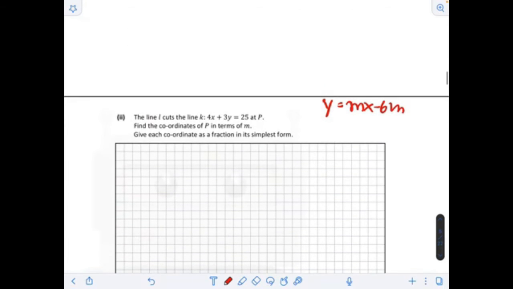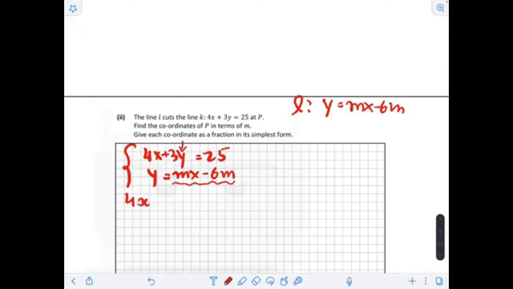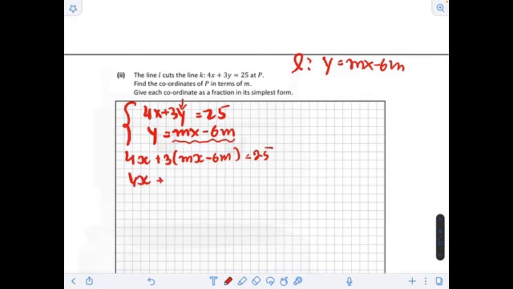In the next part they're telling us k is another line, which is 4x plus 3y equals 25, and they say this line k hits our line L, which is written here, at the point P, and they want us to find P. To find the point of intersection of two lines, we do simultaneous equations between the lines. I'm going to use the substitution method because I know that y equals mx minus 6m, so I can just sub it in for the y in the first equation. So I'll do that. Multiply out first and then rearrange.